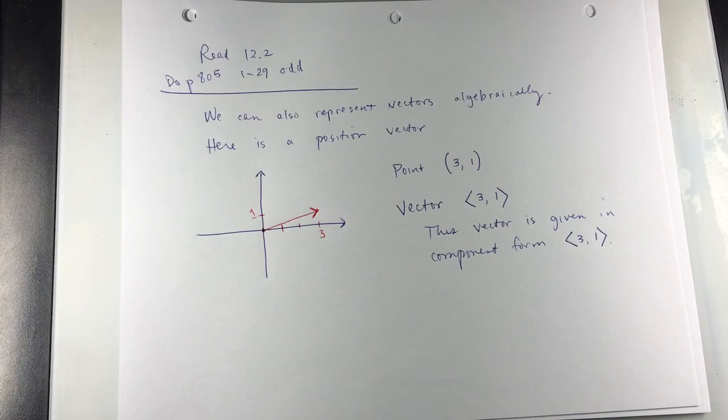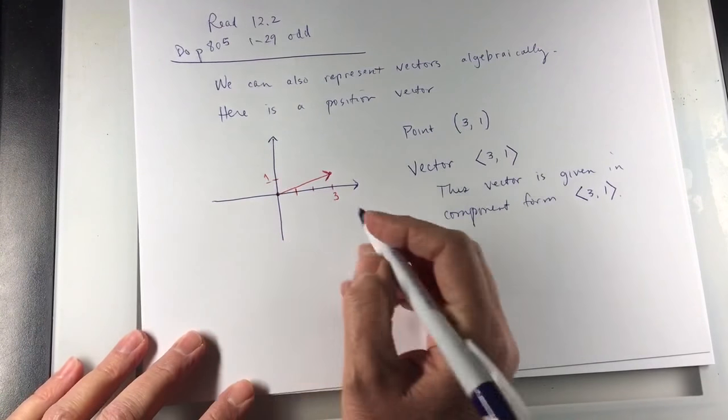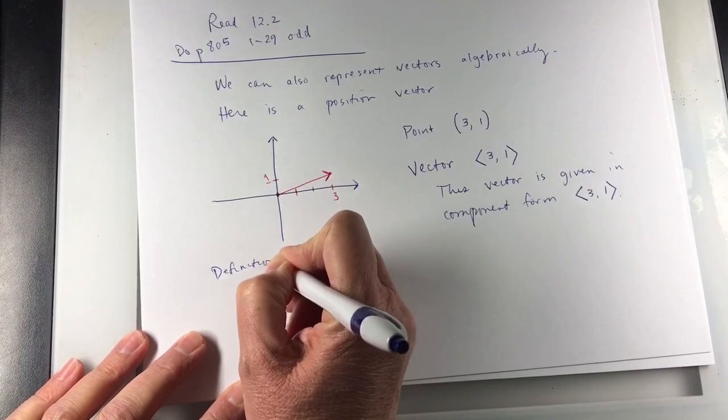And so there's a definition in the book about components, and it's if the initial point is at the origin and the terminal point is at some point in the system, the coordinates of that point are called the components of the vector. So here's a definition. I'll write it out for you.